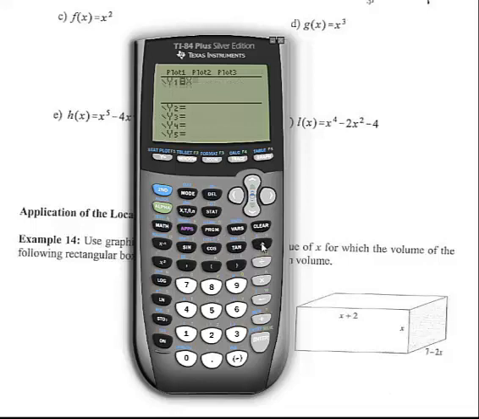X to the fourth minus 2x squared minus 4. Enter. Graph. Okay, this one pretty much looks like if we were to fold it along the y-axis, the two halves would overlap.